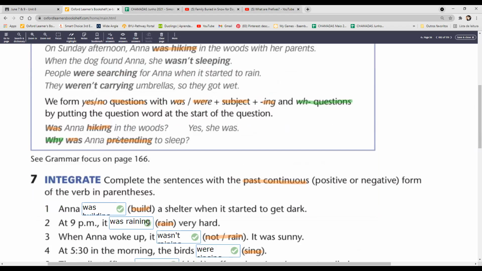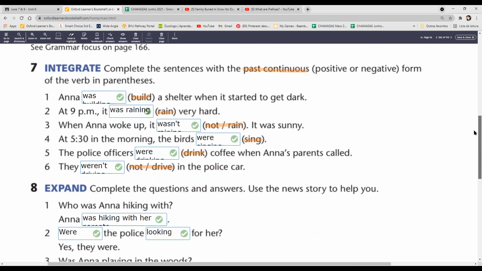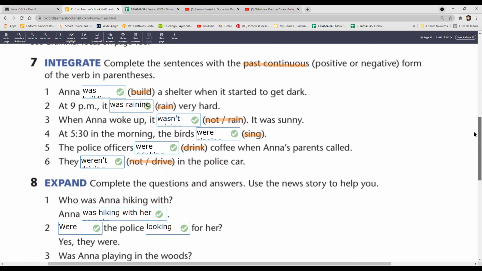We saw questions with the past continuous, right? Two different kinds of questions, yes/no questions and WH questions, okay? We saw how to create each one of them, right? And then let's see here. Here we have a description, okay? There you go. We saw some examples, all right?